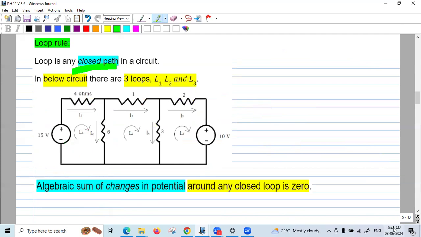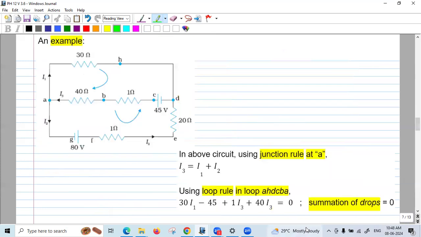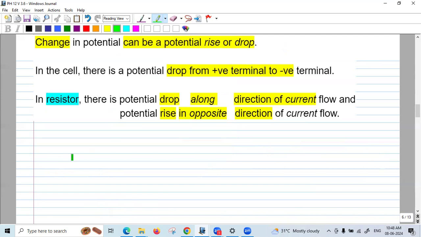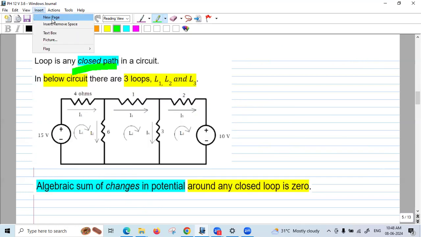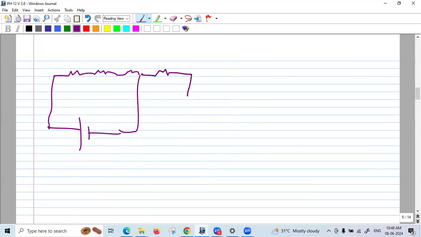There are multiple loops. The same thing I can extend. I can have a circuit like this. First resistance, second resistance, or third resistance. And maybe I can have a cell here itself. I can also have something like this, fourth resistance, fifth resistance. So this is R3, this is R4, this is R5. Suppose I take this current as I1. Here the current will be I2, and here will be I3.